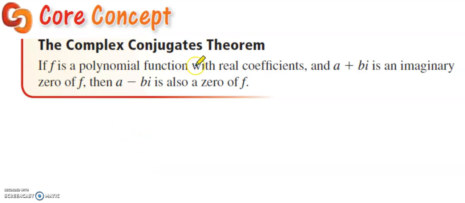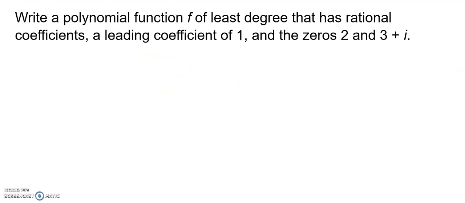If f is a polynomial function with real coefficients and a plus bi is an imaginary zero of f, then a minus bi is also a zero of f. All right, so now we are just formally stating that. Similar to when we had the conjugate irrational root theorem, this helps us when we are actually trying to write polynomials.